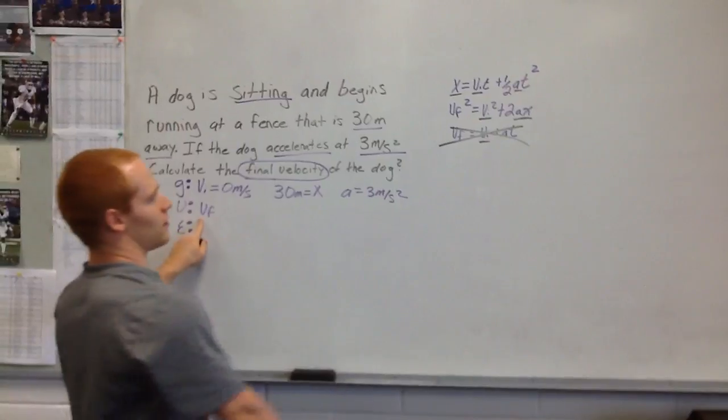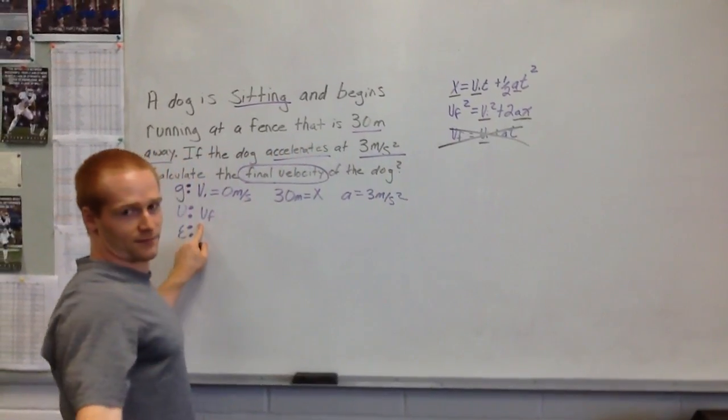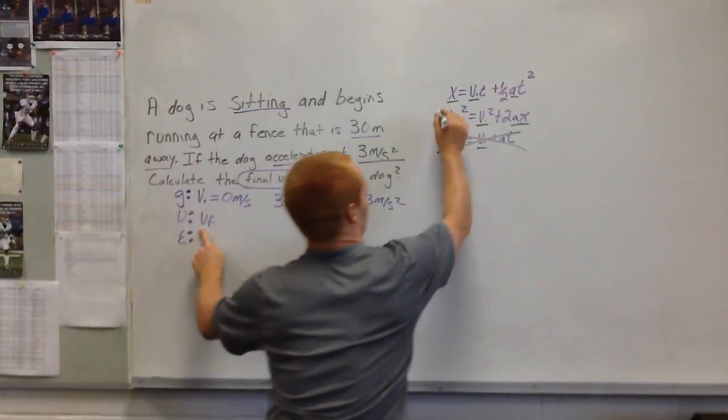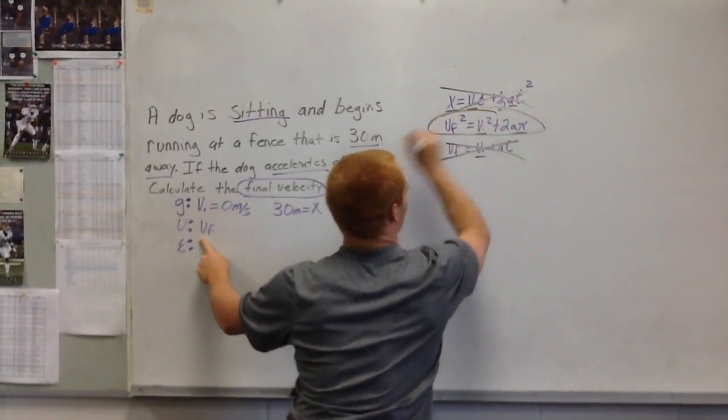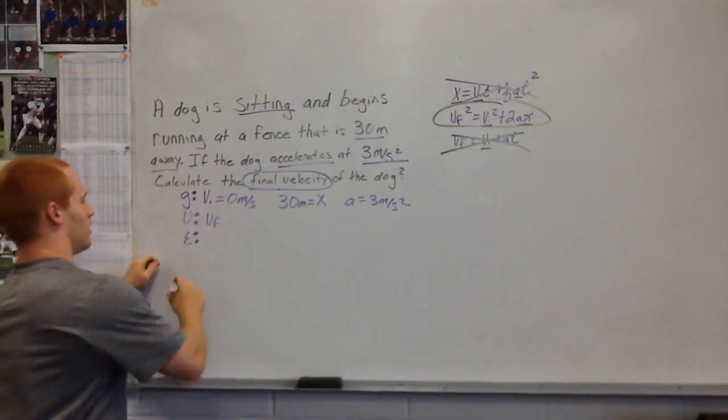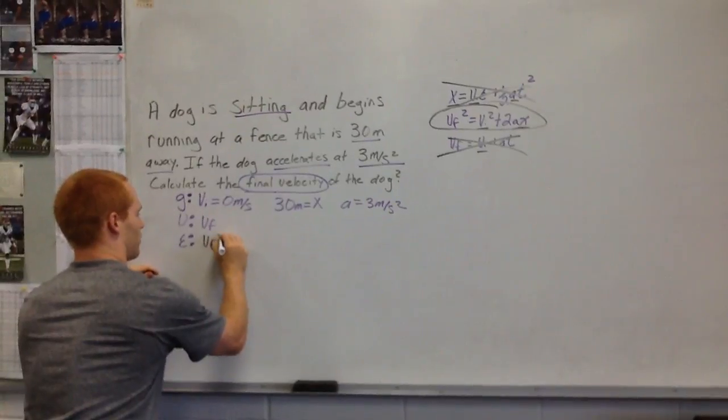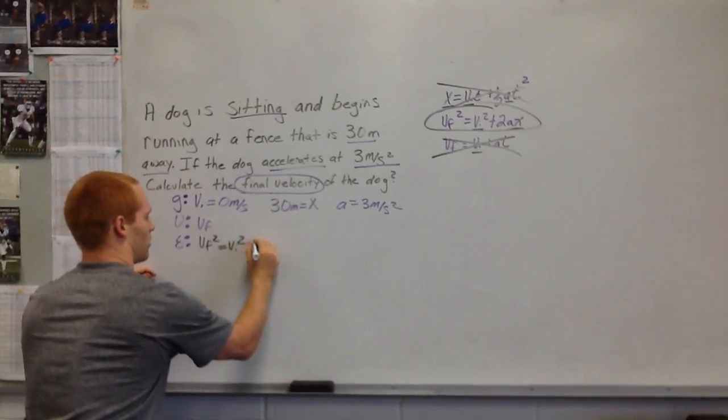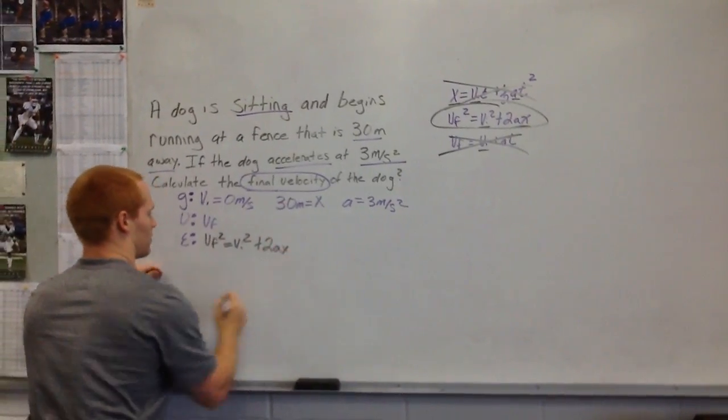Now VF. Notice the first one, does it have VF? No, so we can't use it. We're left with one equation. That has to be the equation we're using. So it's going to be VF squared equals VI squared plus 2AX.